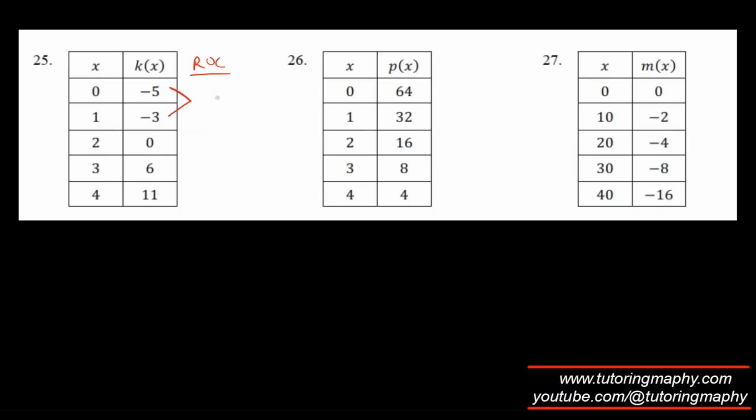So -3 minus -5 is 2. 0 minus -3 is 3. 6 minus 0 is 6. 11 minus 6 is 5. So increasing, increasing, and then decreasing. So neither, no pattern. For the next one, 32 minus 64 is -32. 16 minus 32 is -16. 8 minus 16 is -8. 4 minus 8 is -4.